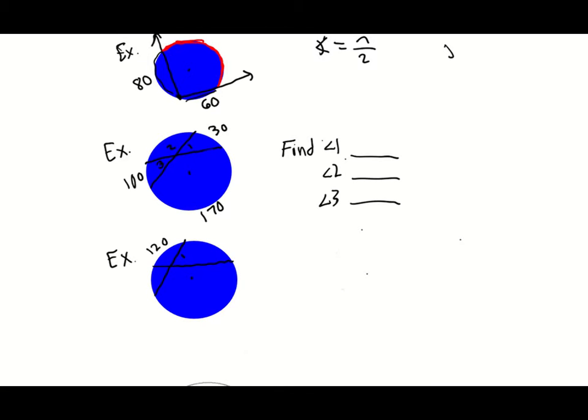Well, we know we have 360 degrees inside for our whole circle, and we take away 80 and we take away 60. We are left with 220. So that means this red piece right here is 220 degrees. Now that we have that piece, we can find our angle because it is our arc, which is 220 divided by 2. And that gives us our angle is equal to 110 degrees.